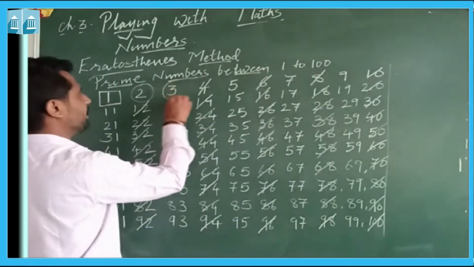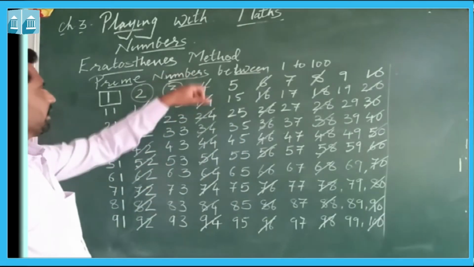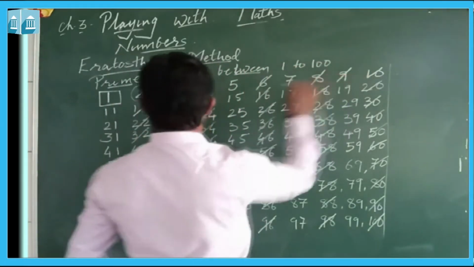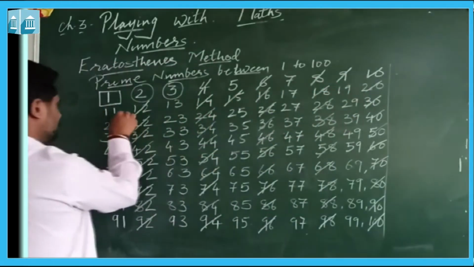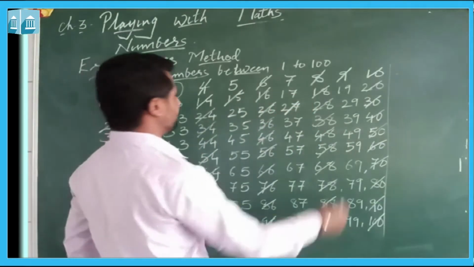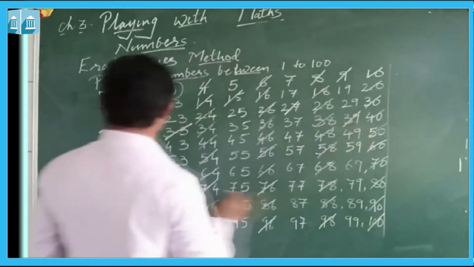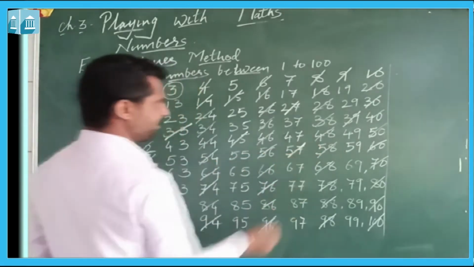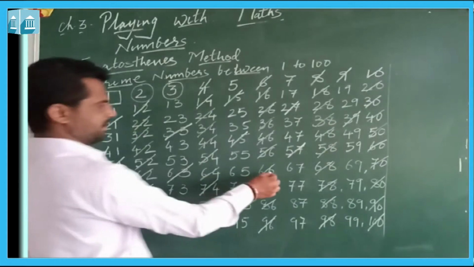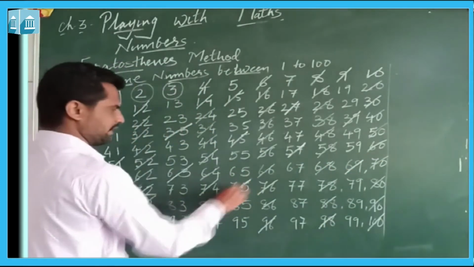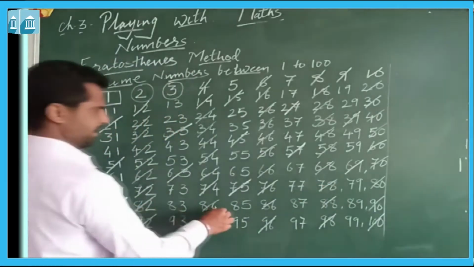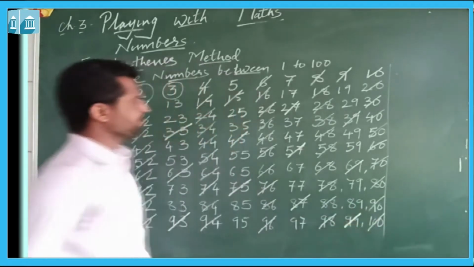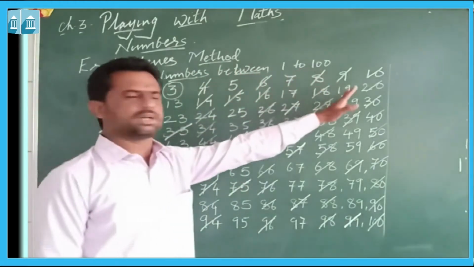Now the next is 3. 3 is also a prime number. So make a round around it and again cut all the multiples of 3. 6 is already cut, so 9, 12 is cut, then 15, 18 is cut, 21, 24 is cut, 27, 30, 33, and so on up to 93, 96 and 99. Now we have cut all the multiples of 3.